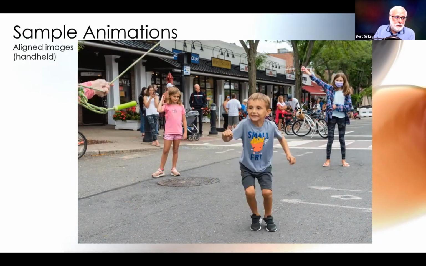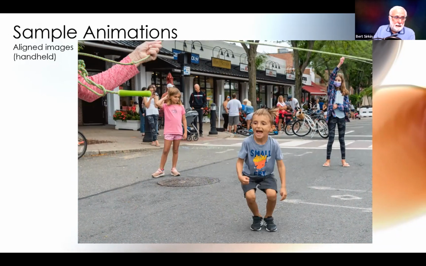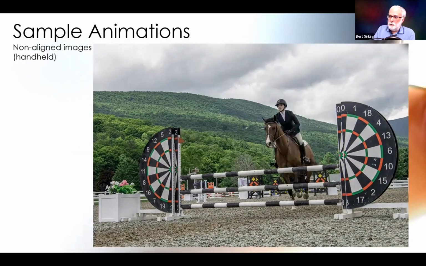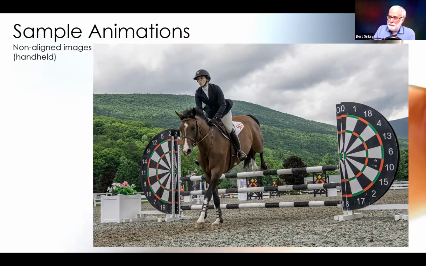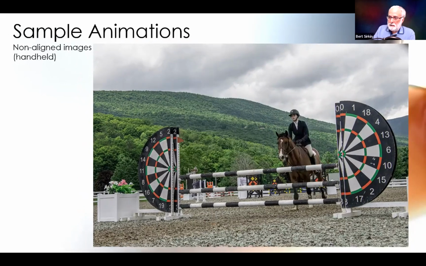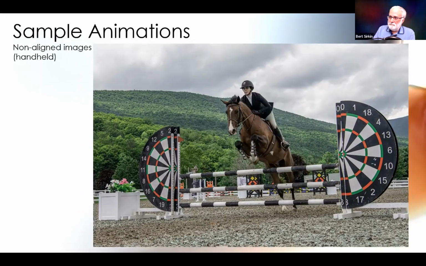Okay, this next image is not aligned, and this was handheld, and you can see the mountain in the background moving a little bit, the sky moving a little bit. If I had aligned it, it would be less jerky. But I didn't align it in this case because I was actually pretty steady. Wasn't too bad.